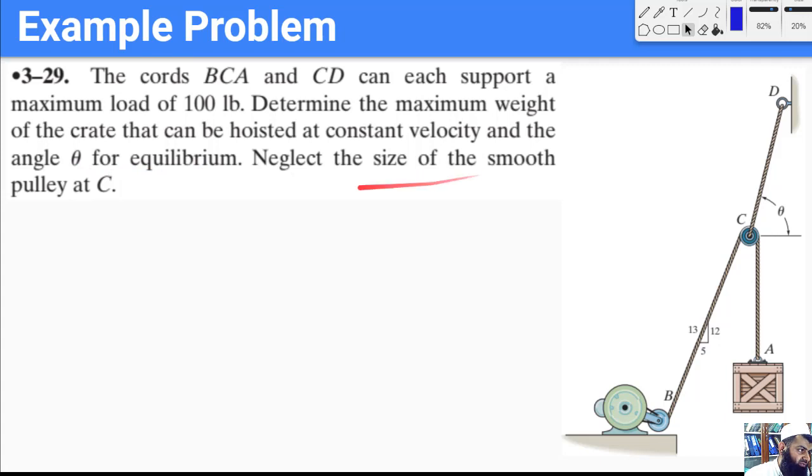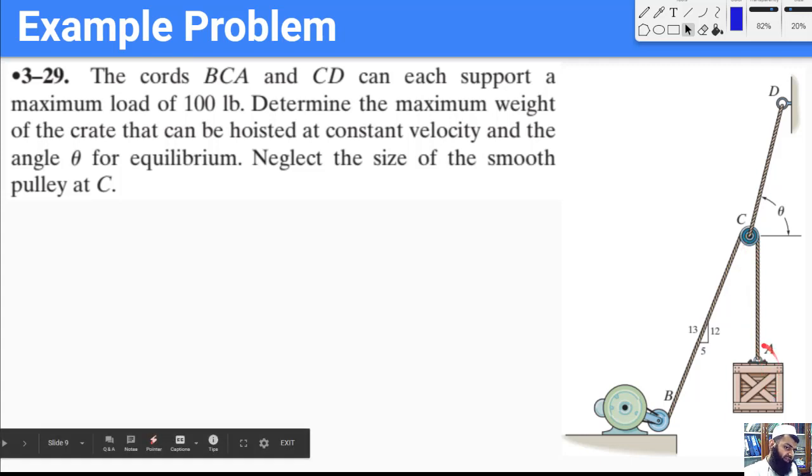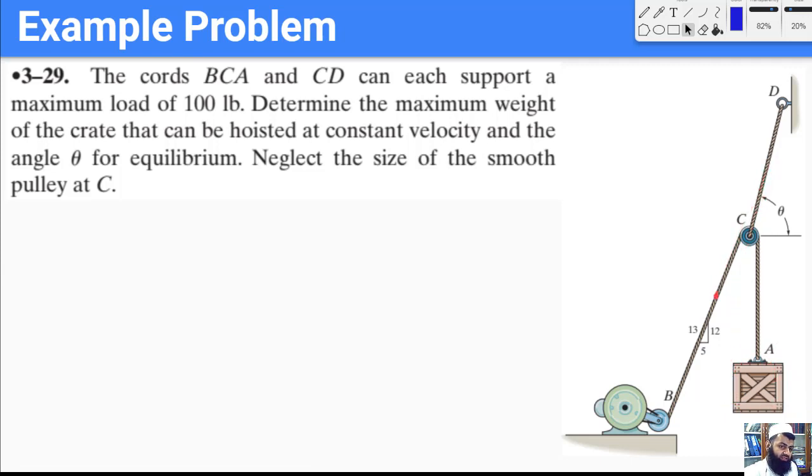Neglect the size of the smooth pulley at C. We want to neglect the size of this pulley. We want to find the maximum weight of the crate here that we can pick up when these cords can hold a maximum of 100 pound load.